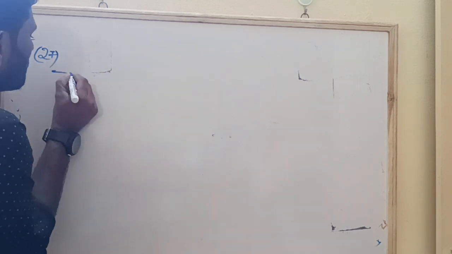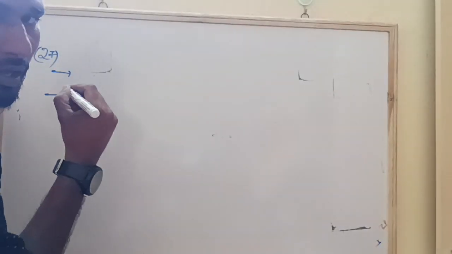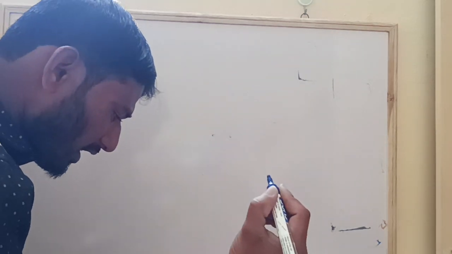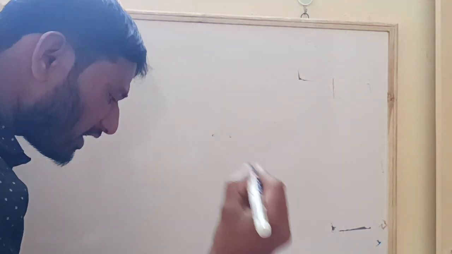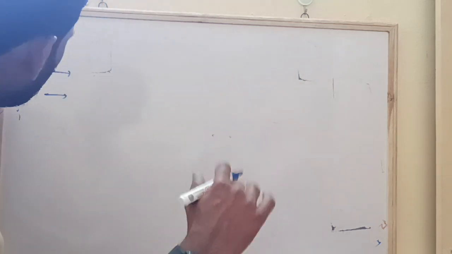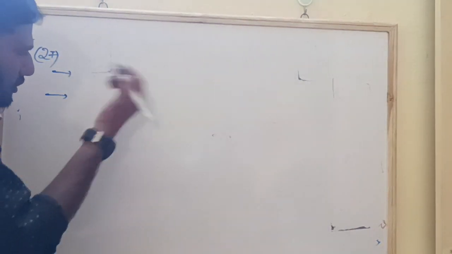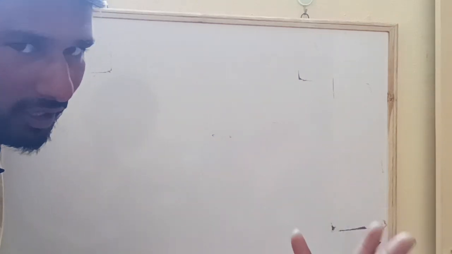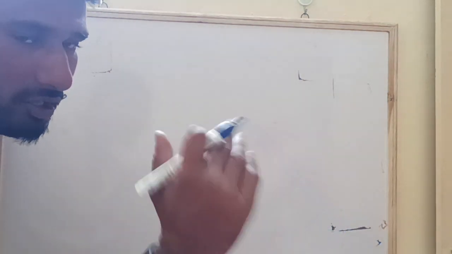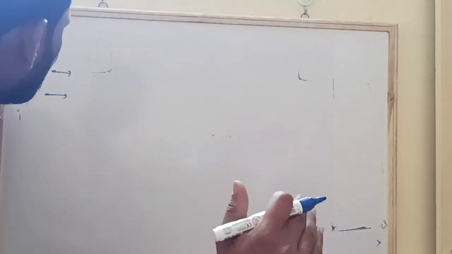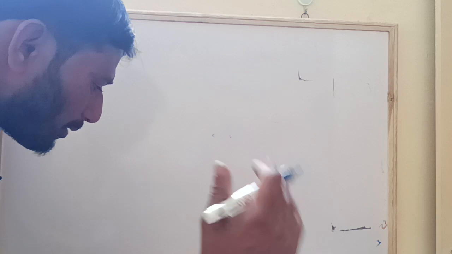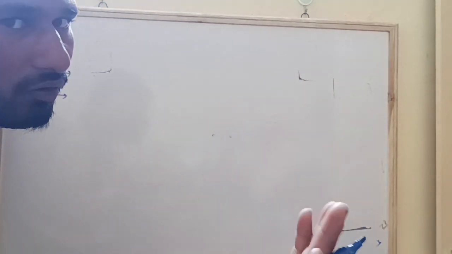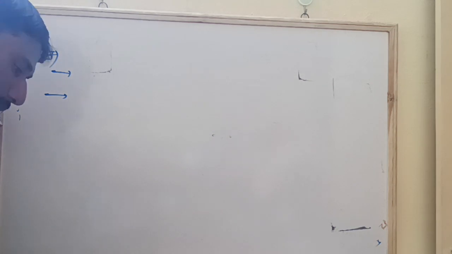So here two points are there. First one is every disturbance is a new source. Each point on a wavefront is a new source for another secondary wavefront or another secondary wavelet. That is the first point.